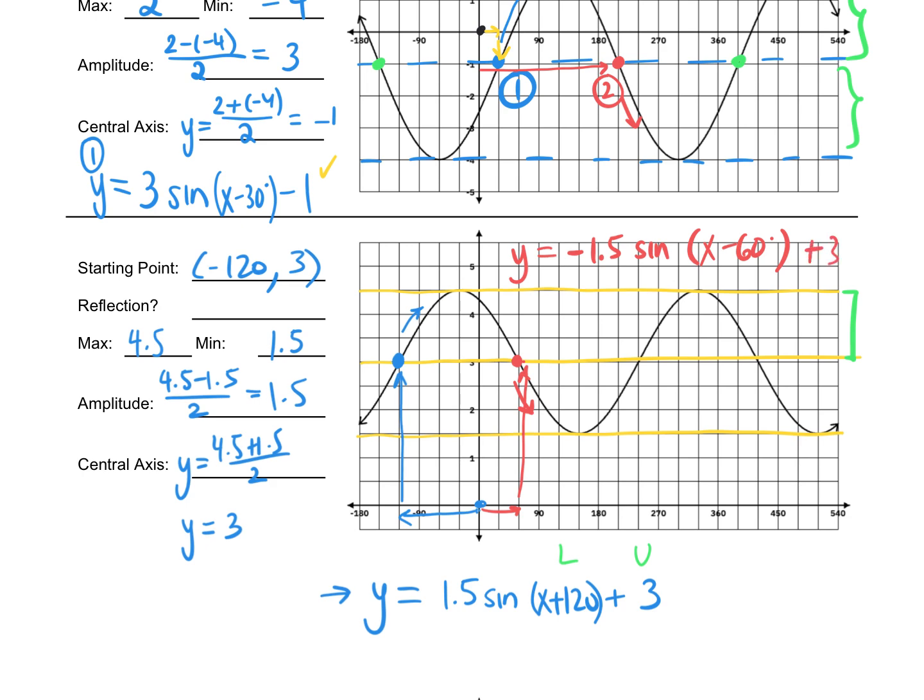So identify your max and min. This will help you with your amplitude and your central axis. That's your A value, and that's your C value in the equation. Choose a starting point that's on the midline. You get to choose it, which means you're choosing your phase shift, and you're choosing if there's a reflection or not. And there we go.